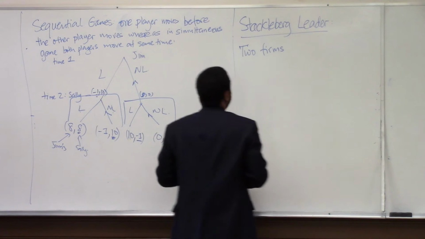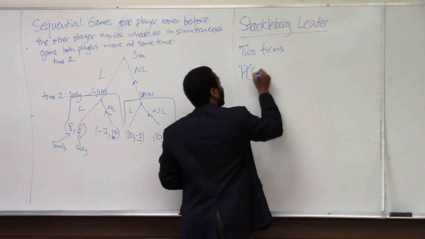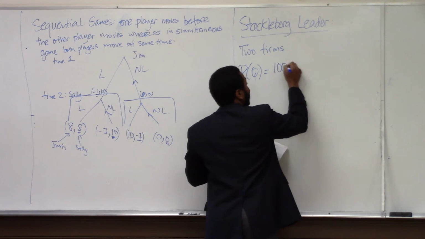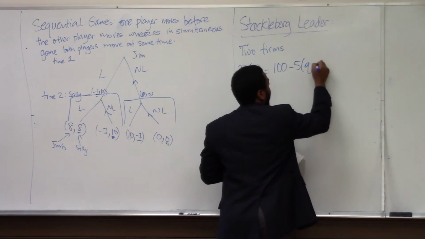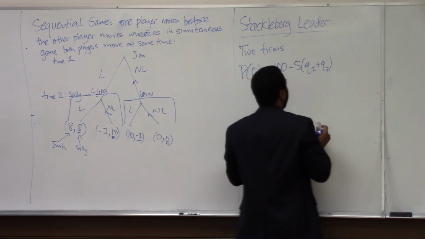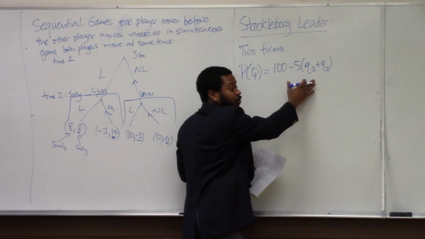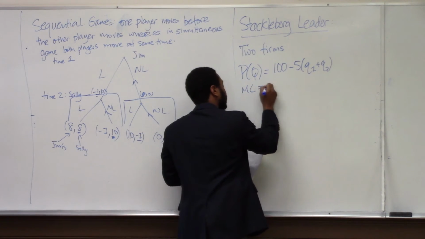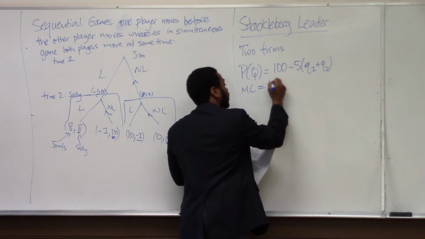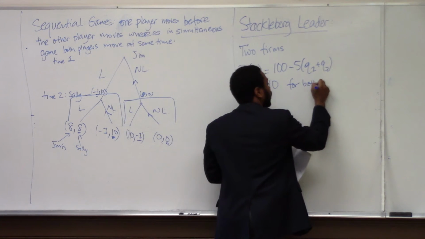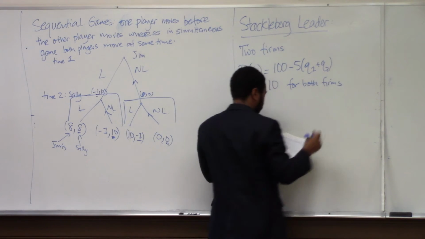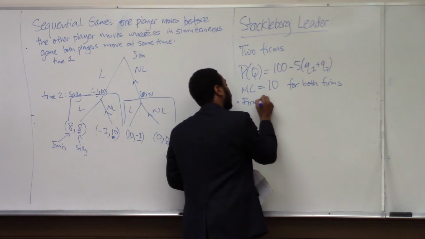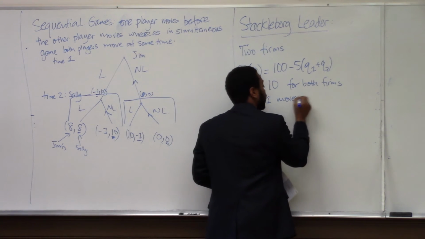Okay. So we're going to consider two firms, and they're going to face some inverse demand, P of capital Q, where capital Q is just going to be Q1 plus Q2. And this is going to be exactly identical to the Cournot case, where this was a simultaneous move game. This is the inverse demand, so it's going to depend on the total quantity. The marginal cost is going to be 10 for both firms. And what we're going to say is that firm number one moves first.